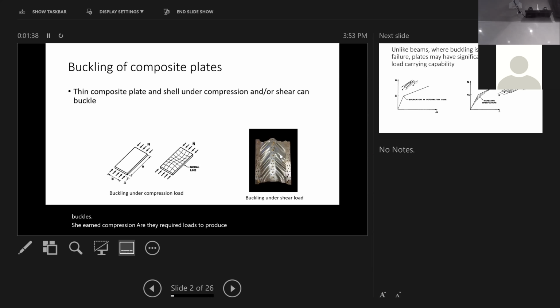When it buckles, it has excessive out-of-plane deformation. Part bulges out, part bulges in. Sometimes it forms certain patterns like waves, like the wave you see here in the composite plate. You see these parts went in, parts went out. They form this periodic structure. So there is a mode of buckling.